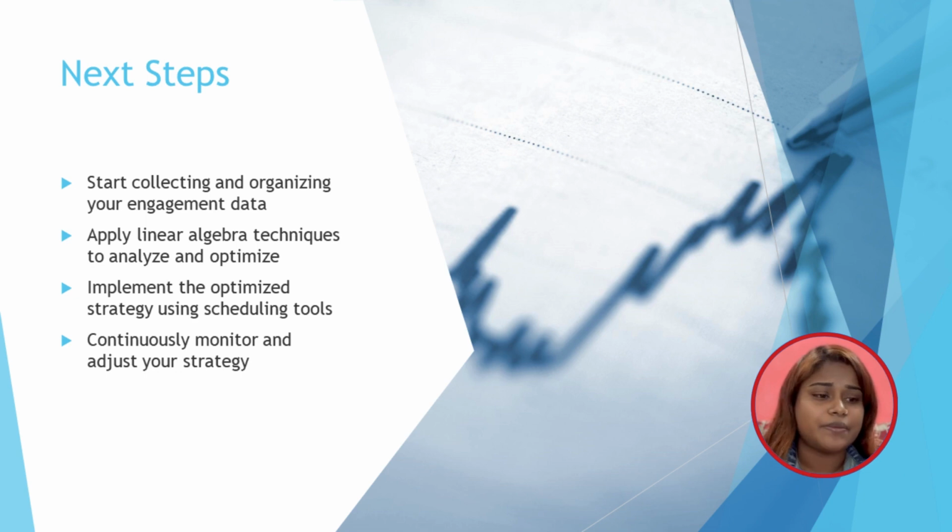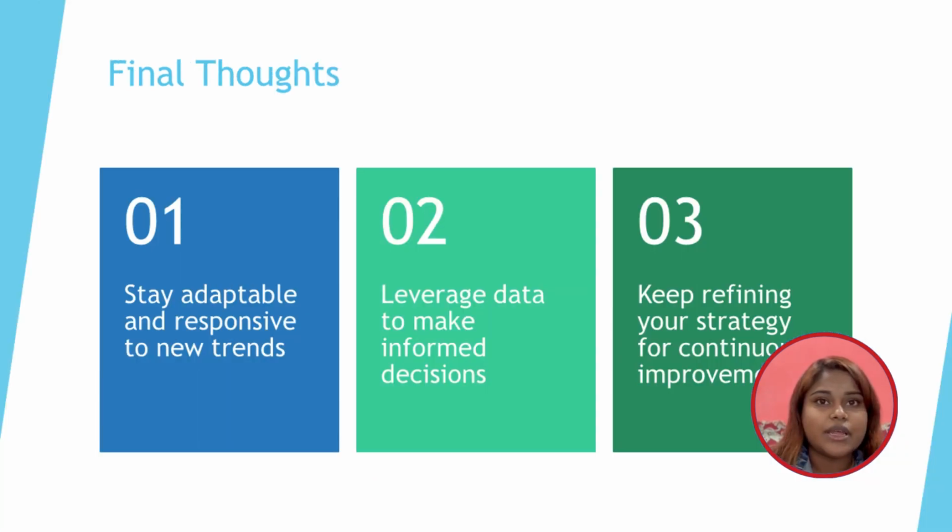As for the next steps, start by collecting and organizing your engagement data. Apply the linear algebra techniques we have discussed to analyze and optimize your posting strategy. Implement the optimized strategy using scheduling tools and continuously monitor and adjust your approach based on performance data. Remember to stay adaptable and responsive to new trends, leverage data to make informed decisions, and keep refining your strategy for continuous improvement.